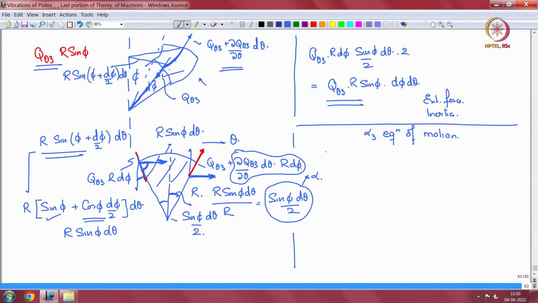The terms look like del alpha 1 of q13 a2 plus del alpha 2 of q23 a1 minus a1 a2 into n11 by r1 plus n22 by r2 plus the usual terms a1 a2 q3 is equal to the inertia term a1 a2 rho h u3 double dot.